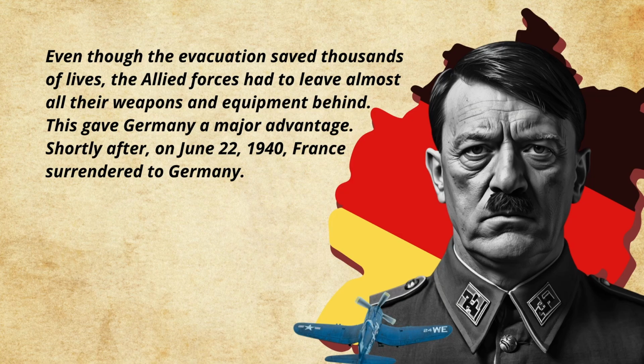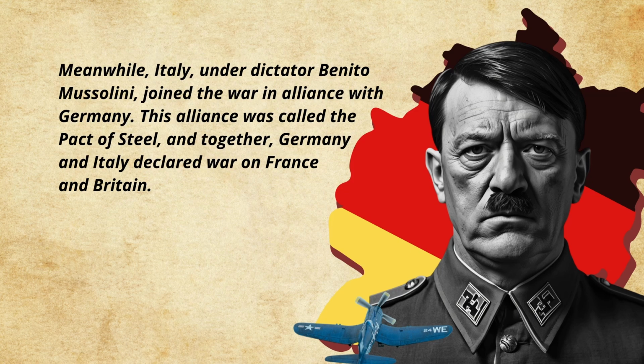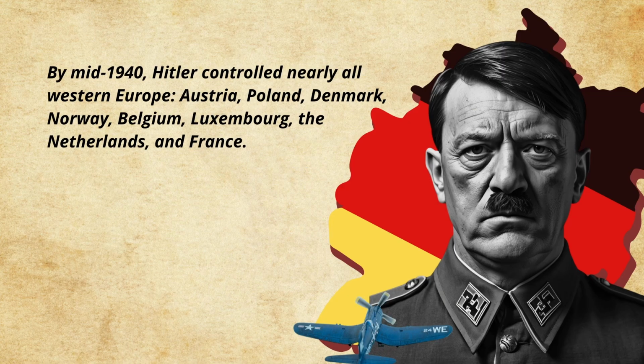Shortly after, on June 22, 1940, France surrendered to Germany. Meanwhile, Italy, under dictator Benito Mussolini, joined the war in alliance with Germany. This alliance was called the Pact of Steel, and together, Germany and Italy declared war on France and Britain. By mid-1940, Hitler controlled nearly all Western Europe: Austria, Poland, Denmark, Norway, Belgium, Luxembourg, the Netherlands, and France.